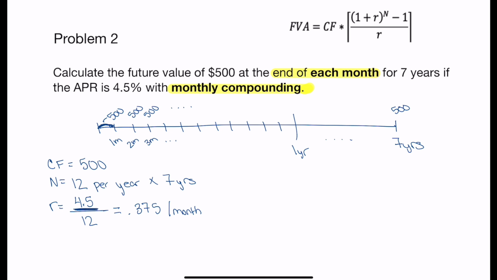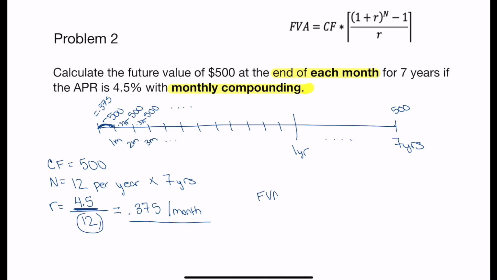Right, I took an annual APR and scaled it by the number of compounds per year. In this case, there were 12 compounds per year, 1 compound per month, and the monthly rate that came out of it was 0.375. So each month, the rate that the money is being reinvested at is 0.375.